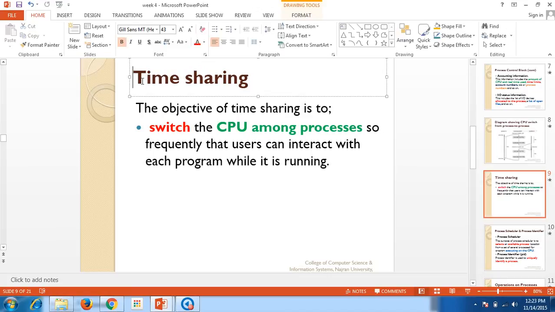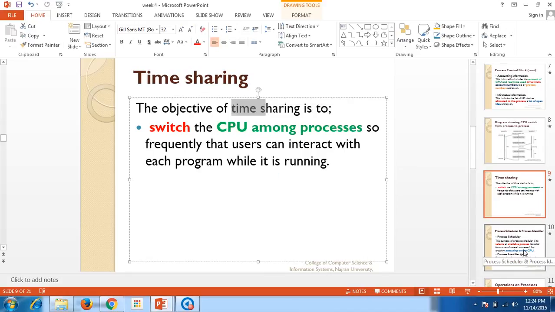But in the back end 50 processes are running. At that time the concept of time sharing comes in: the CPU is moving from one process to another process, and this movement is so fast that we cannot imagine our process has stopped, because we don't want to keep our CPU idle. Whenever something is waiting for a small time, the CPU switches to another process. So this is called the concept of time sharing.